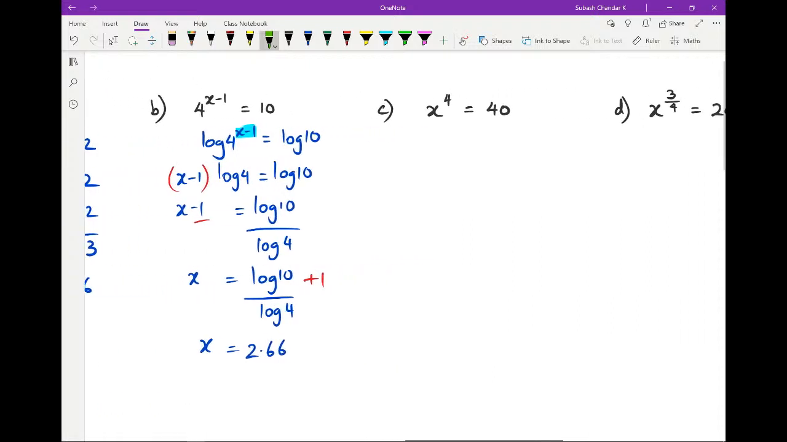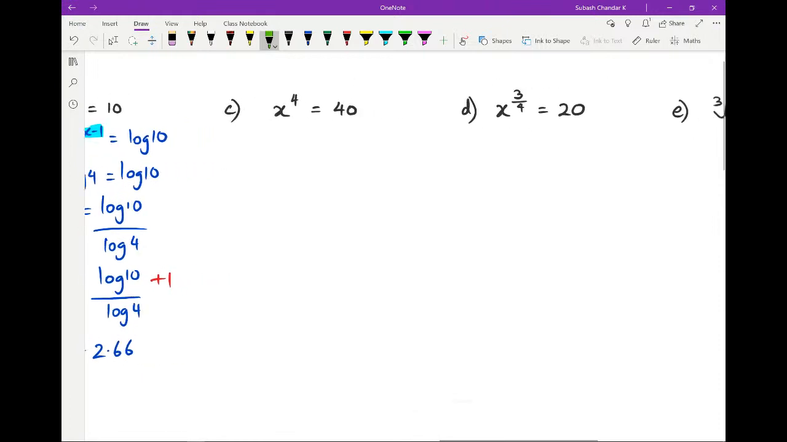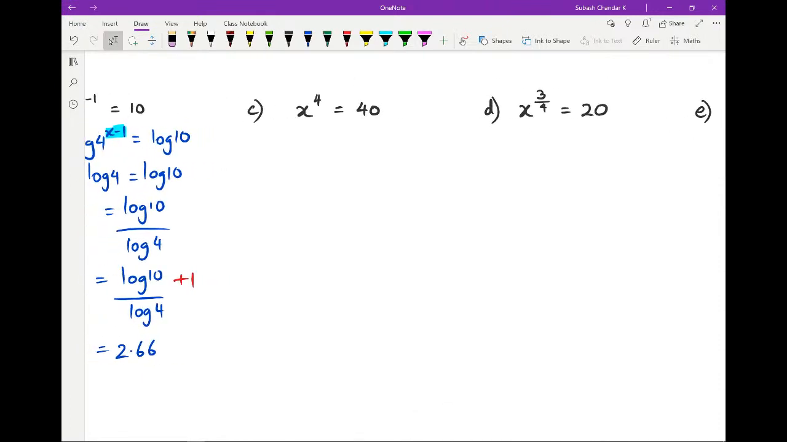Alright guys, let's go to question C. Now question C and D, I'm going to show you how to do this in literally 1 line. There's only 2 tricks, both for question C and D. You just got to do one thing and then you're basically fine. Okay, first rule is this.